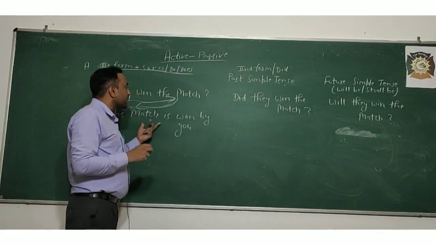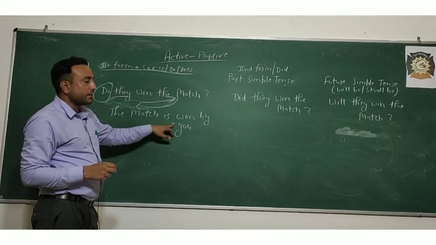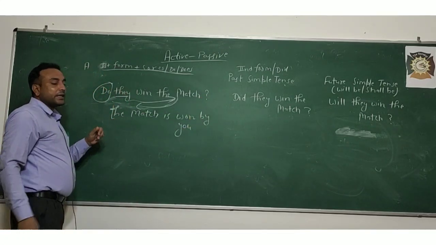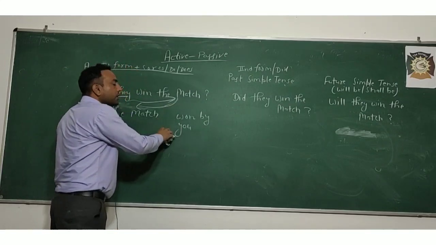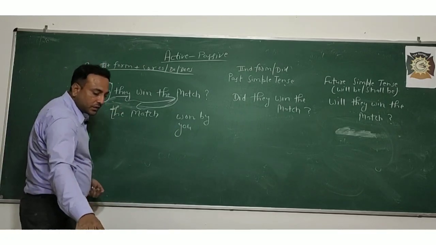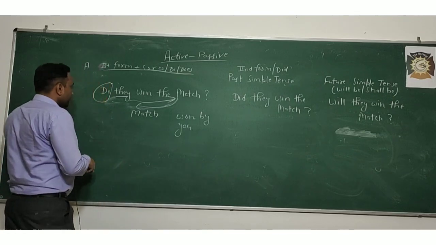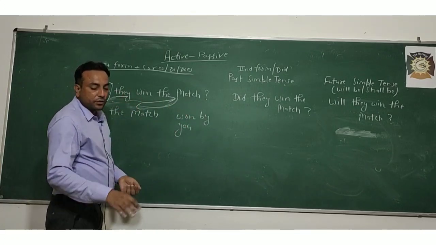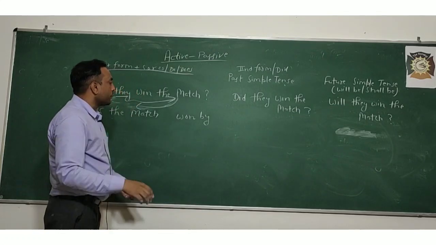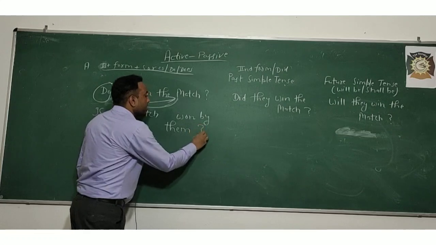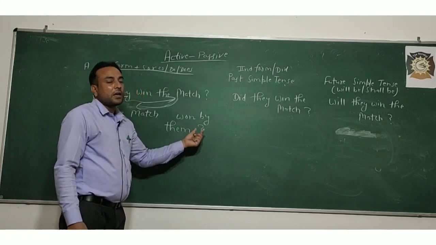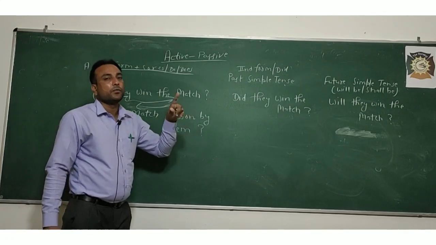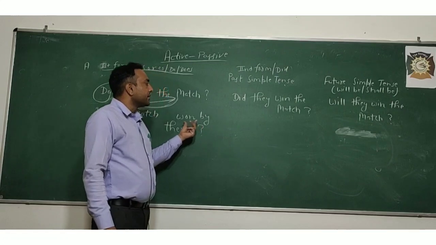So first of all, the match is won by you. This is the change of an affirmative sentence, but the sentence here is interrogative and at the end the question mark is there, so we have to keep it interrogative. When a sentence becomes interrogative, the helping verb comes before the subject, so you will write is here: is the match won by them, not you, they change into them, and the question mark is there. If you do not put the question mark at the end of the sentence, even if you have changed the sentence completely and correctly, you will not be given any marks. So to put the question mark at the end is mandatory for all.